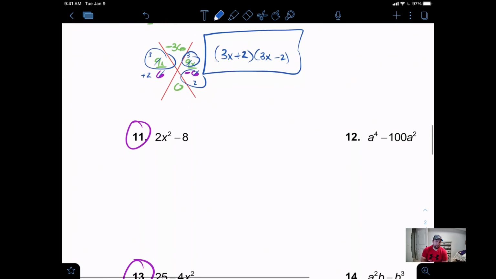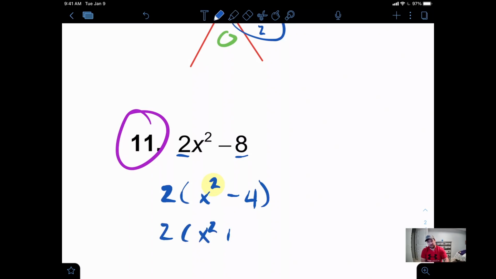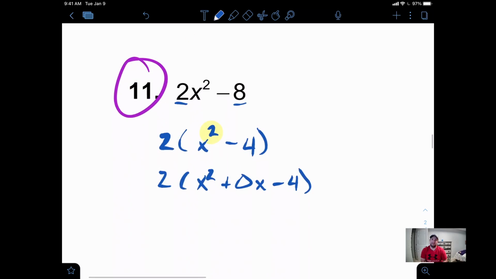So in problem number 11, notice how I know 2 goes into both of these. So I'm going to be able to start by pulling out that 2 out of each of those. Now, since I still have an x squared inside, I'm going to try that trick of adding in the 0x. So I'm going to have x squared plus 0x minus 4. And I'm just going to try to factor here. Maybe it'll be successful, maybe it won't.